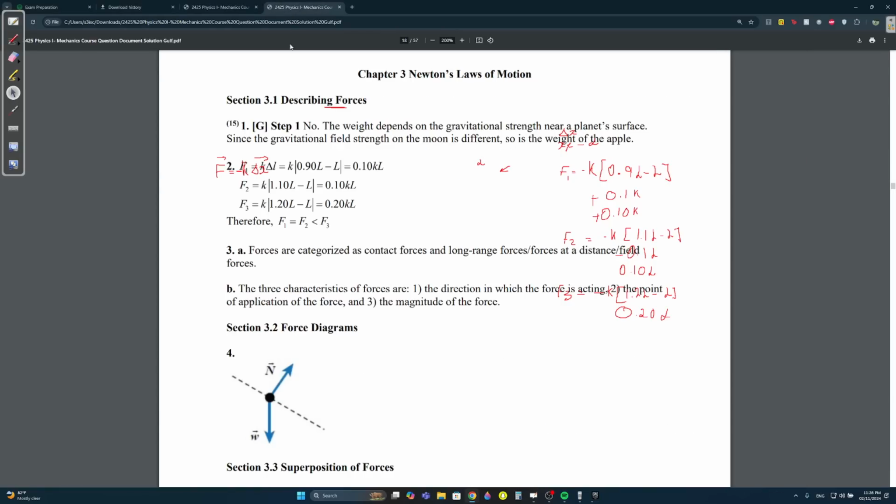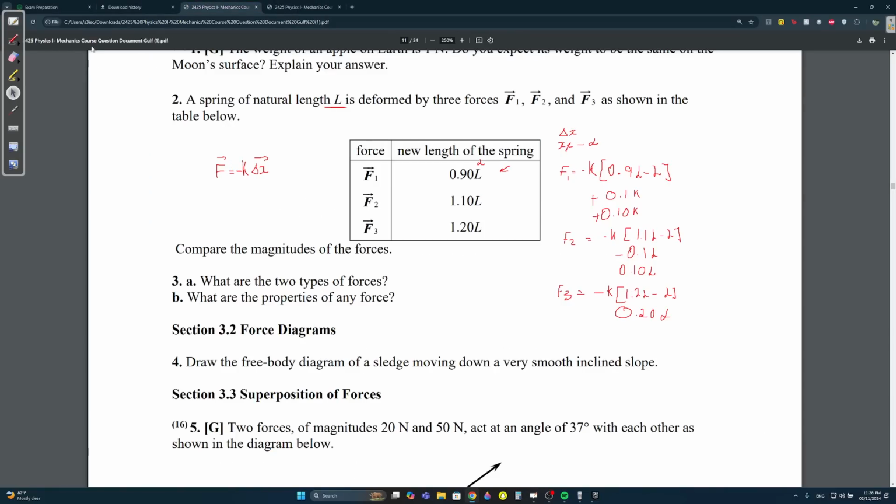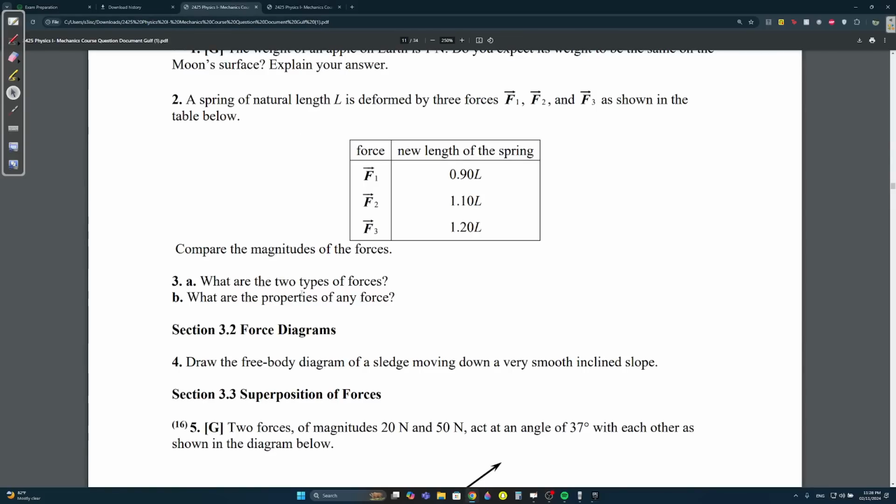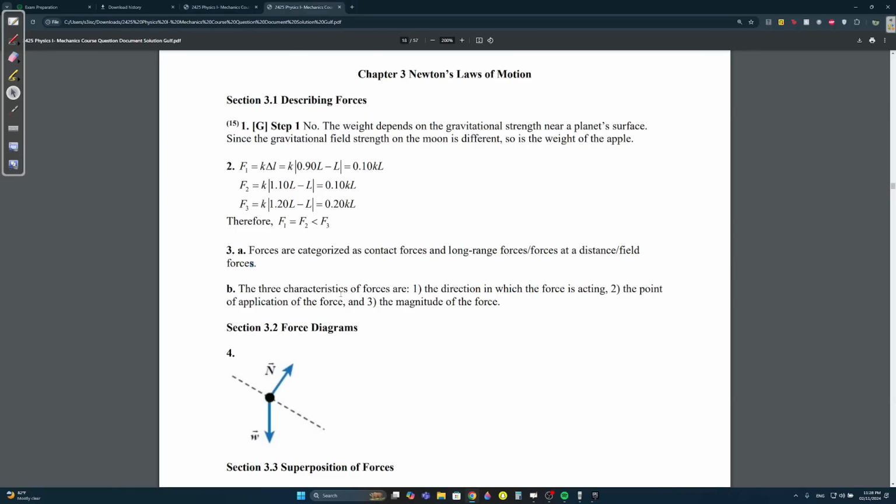Okay, this could easily come in the exam a lot. Good, I paid attention to this. What are the two types of forces? Contact and non-contact. And the non-contact forces are called, these are all the names, long range, forces at a distance, field forces. What are the properties of any force? The point of application, the direction, and the magnitude. These three you must know them, okay?